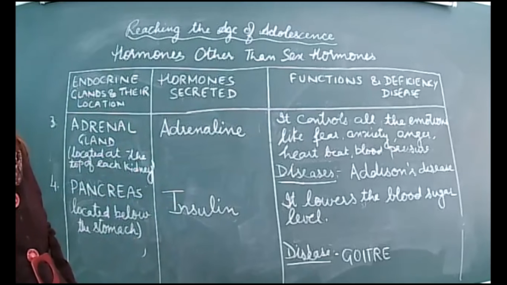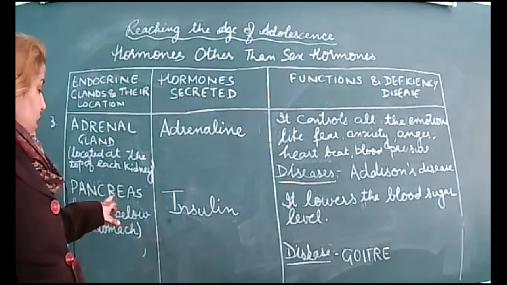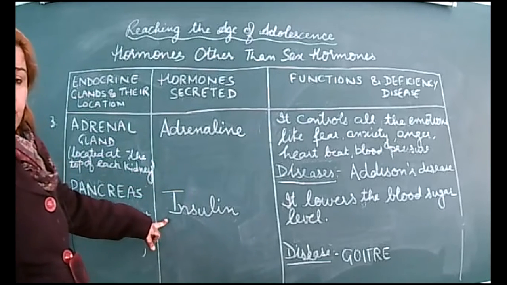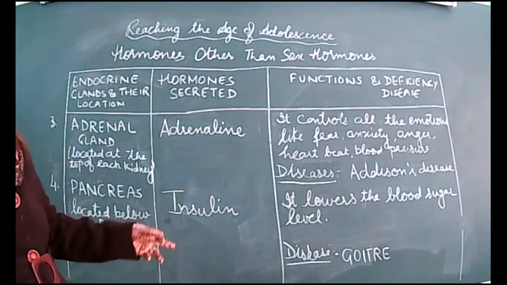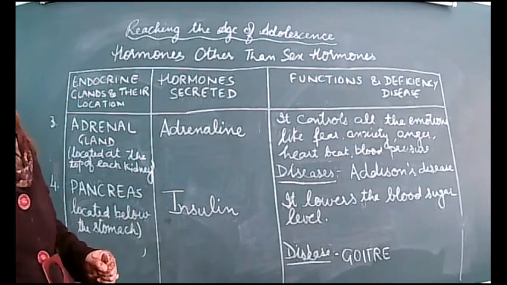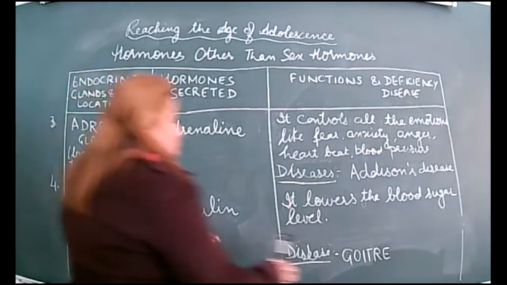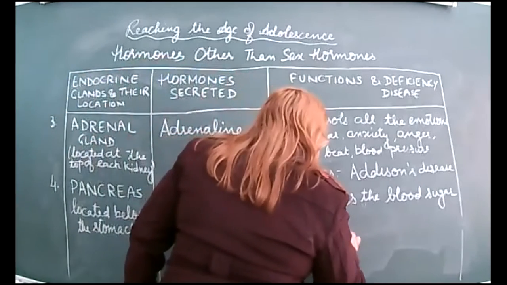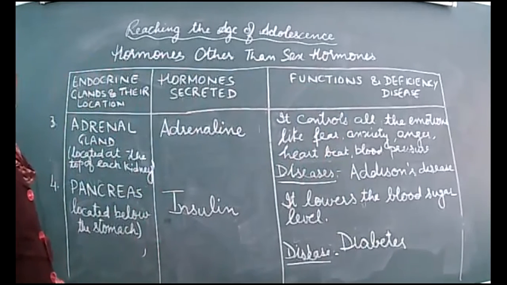So if the person does not produce or secretes less amount of insulin, अगर body में the pancreas is not able to produce the insulin hormone in the required quantity, the sugar level in the blood may increase. ठीक है, causing a disease. When it increases, it causes a disease that is called diabetes. All of you have heard about diabetes.